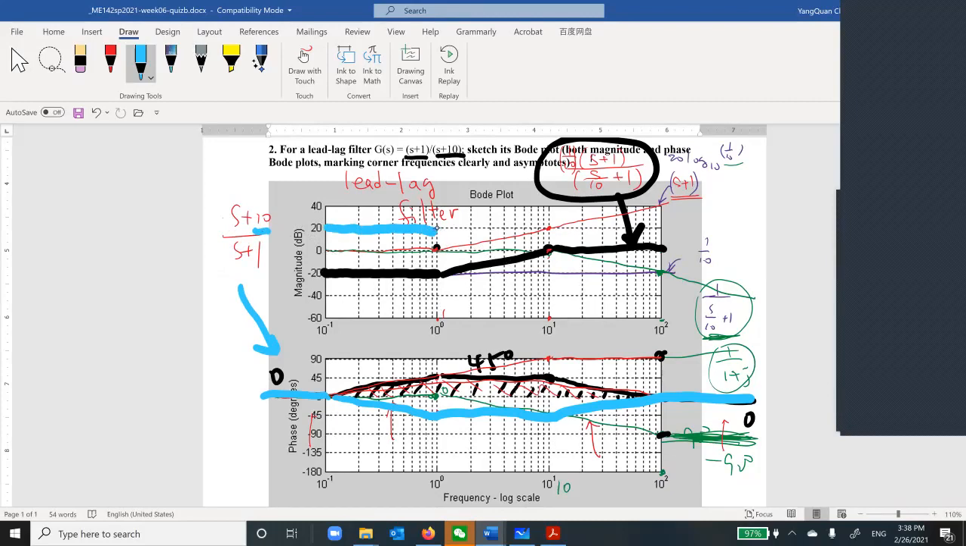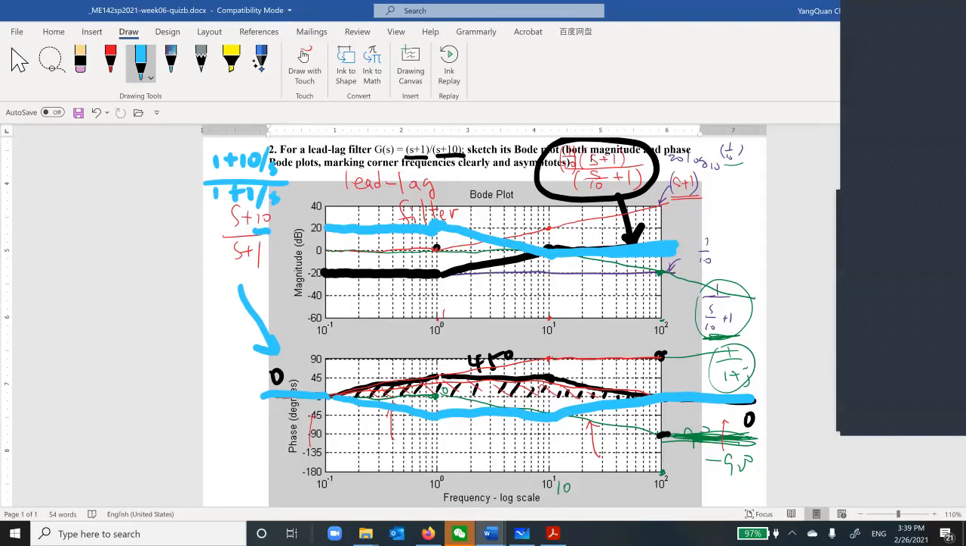Yeah, you go down, okay? Then you go this one again. So it's something like this. So this is overlapping here, it's overlapping. Because at high frequency, you become 1 plus 10 divided by S, over 1 plus 1 divided by S.